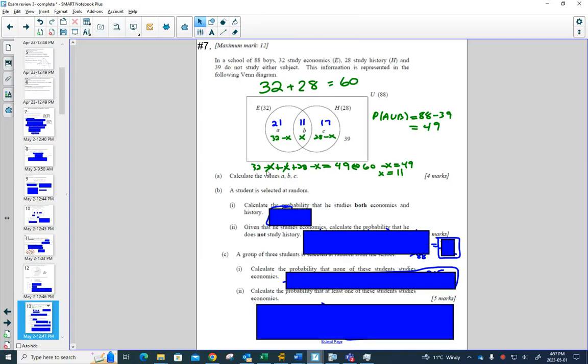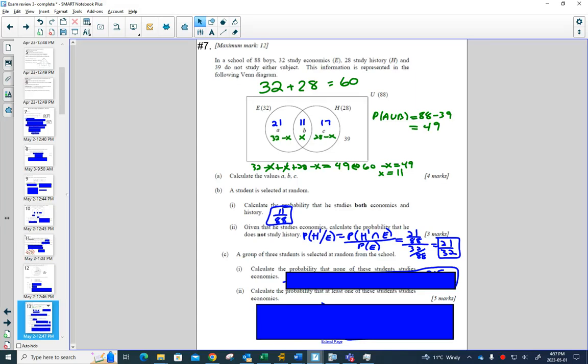Okay, a student is selected at random. Probability studies both economics and history. That's the 11 in the middle out of the total of 88. Given, so anytime you have this given, it's going to be conditional probability. Given he studies economics, calculate the probability not history. Not history is anything outside of history, and economics, that's the 21. That's 21 out of 88. Probability of economics is the 32 students out of the 88. Together, that makes 21 out of 32.